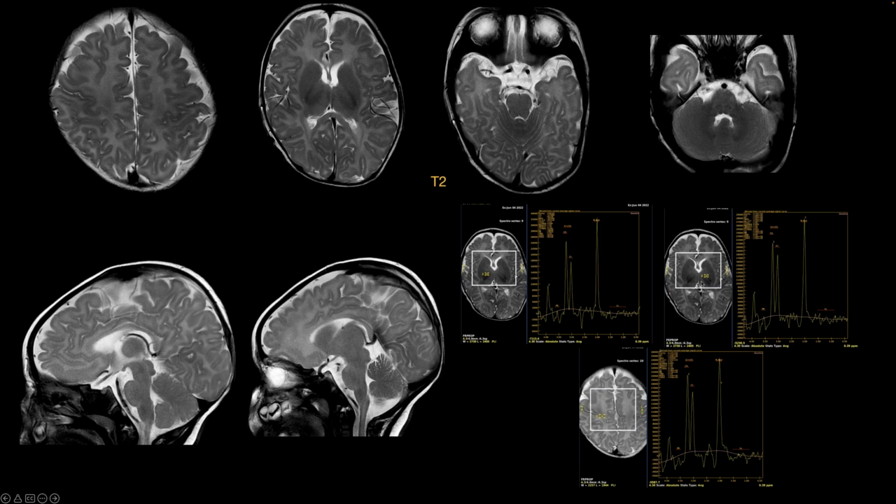Spectroscopy, I'm not aware of the TEs used, but given the lactate is slightly inverted, this is an intermediate TE. As you can appreciate, this is a myo-inositol peak, and it is not elevated at any of the voxels in the bilateral central white matter and also in the frontal white matter. So the spectroscopy is pretty non-diagnostic. There is no glycine peak.